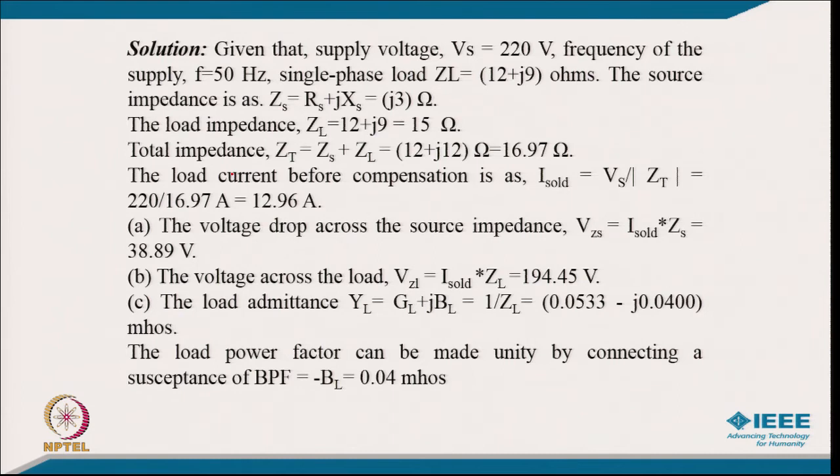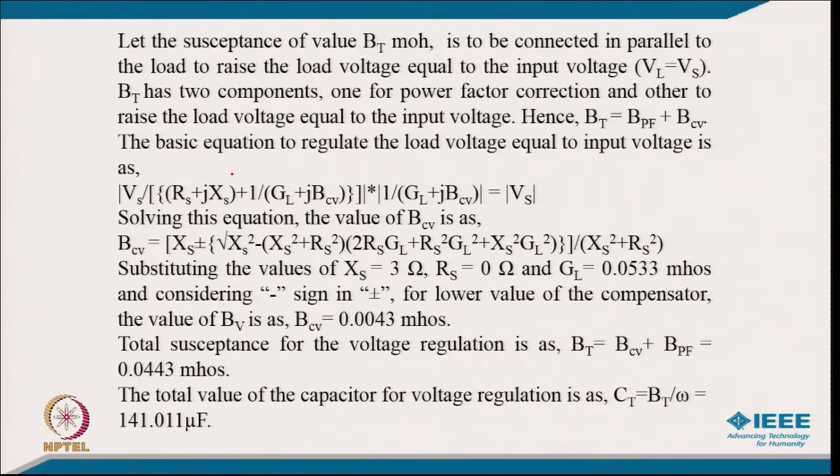So, it will be minus BL, that is around 0.04, because that is the value of the load reactive part. So, let the susceptance of value BT in mho be connected in parallel to the load to raise the load voltage equal to the input voltage, VL equal to Vs. BT has two components, one for power factor correction and the other to raise the load voltage equal to the input voltage. Hence, BT will be equal to BPF, which we have already got for power factor correction, like a lossless element in parallel with the load. The other is BCV, for regulating the constant voltage across the load.